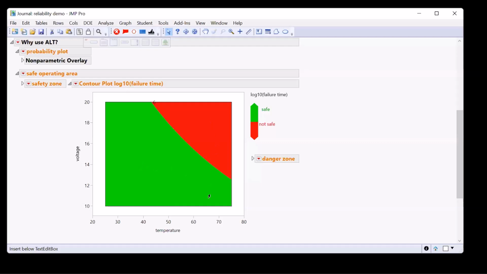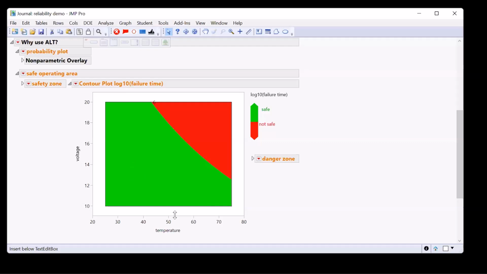And over here, when the stresses get high, when the temperature gets high and the voltage gets high, it's not safe. This cutoff, maybe this is a corporate goal. Since this is log base 10, this region is marked by 10 to the 6th hours, or a million hours. So if you operate at too high a temperature and too high a voltage, the median time of failure will be less than 10 to the 6th. Operate down in the green region, the median time of failure will be larger than 10 to the 6th.